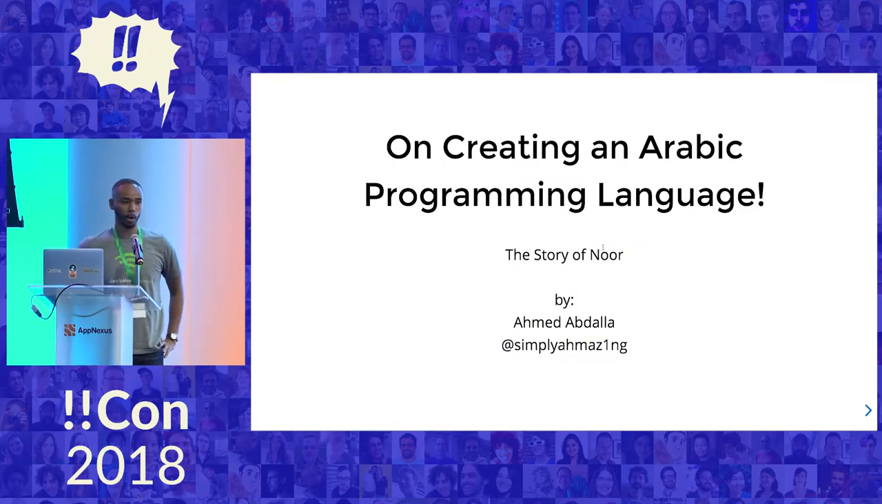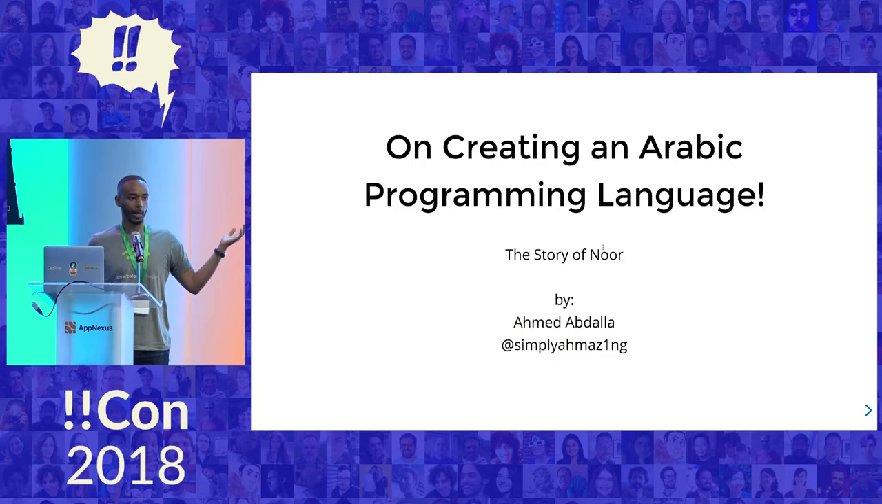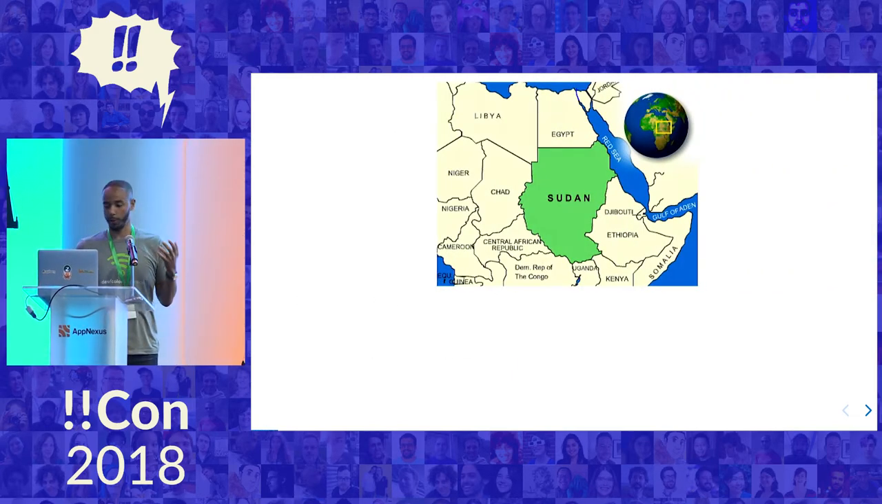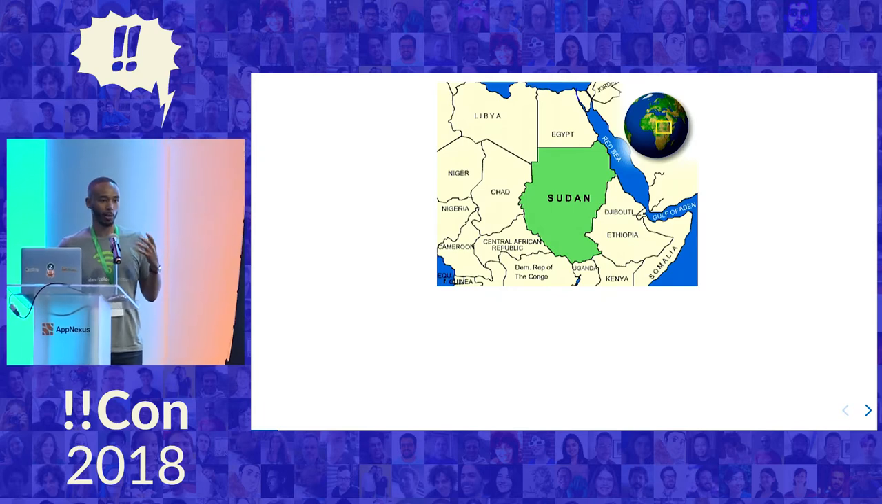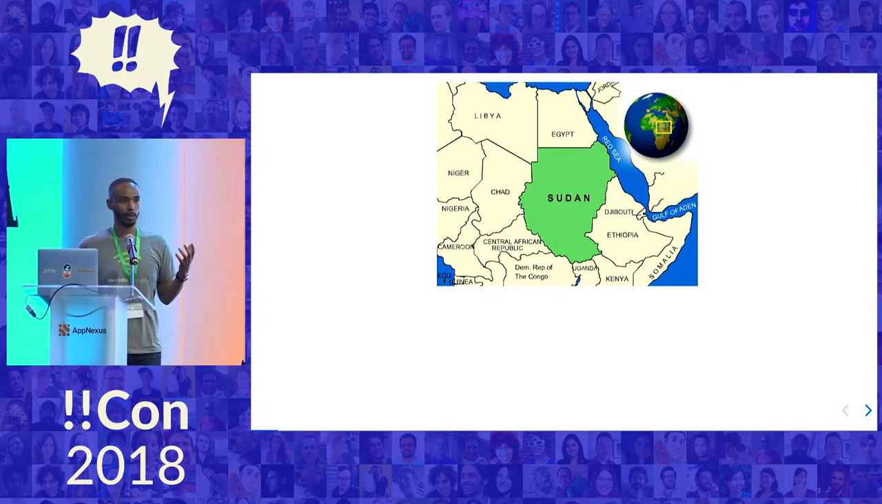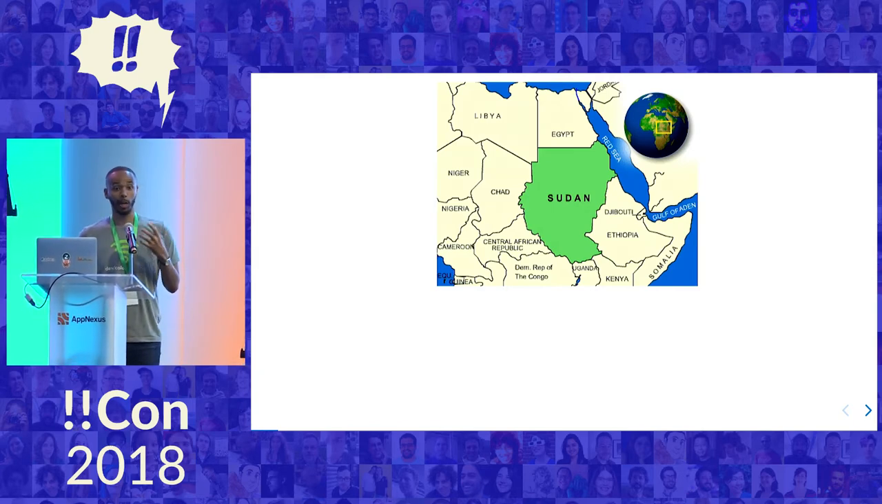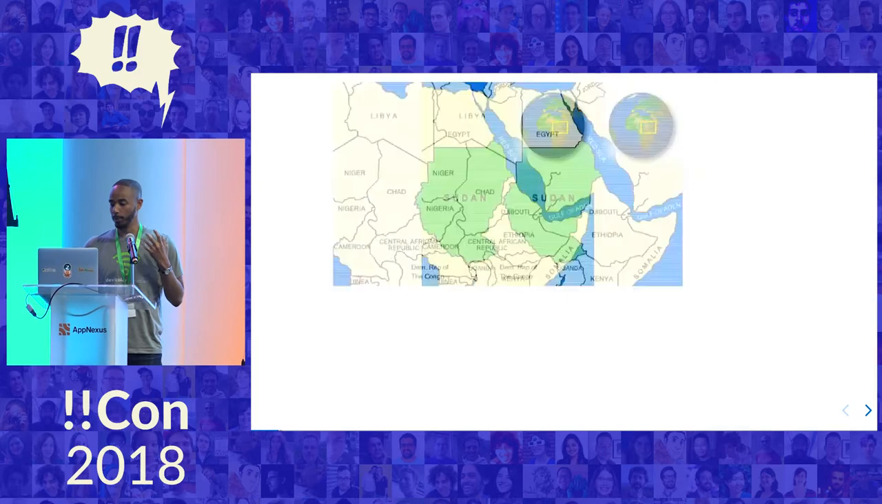Today I'm going to talk to you about a programming language called Noor that I created while I was at the Rieker Center. Again, my name is Ahmed Abdalla. To understand why I created this language, first you need to understand that I'm from Sudan, a country where the first language or the main language is Arabic. And I moved to the US when I was 9 years old. And I realized that I would have never learned to program if I didn't learn English when I came here.